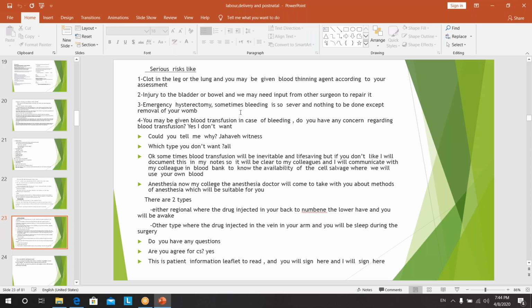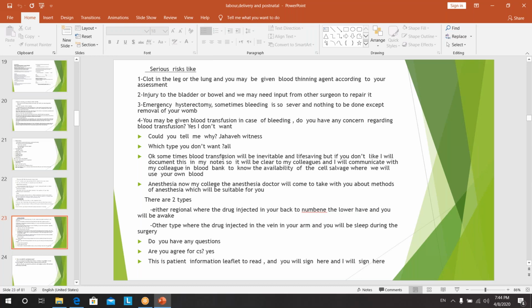Sometimes we may need to remove the womb because there may be severe bleeding and nothing to be done except the removal of the womb. This is called the emergency hysterectomy. Also, you may be given blood transfusion in case of the bleeding. And here you have to ask her about any concern regarding blood transfusion. Don't forget that. She will say, yes, doctor, I don't want to have blood transfusion.